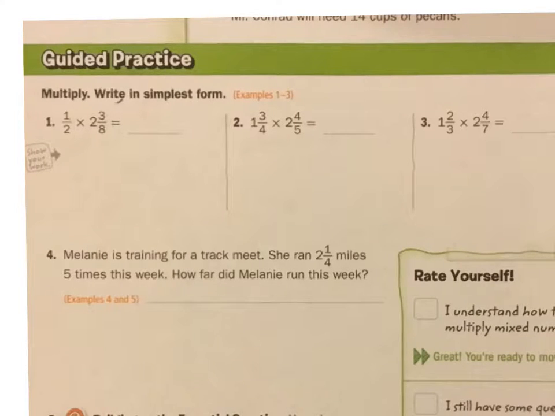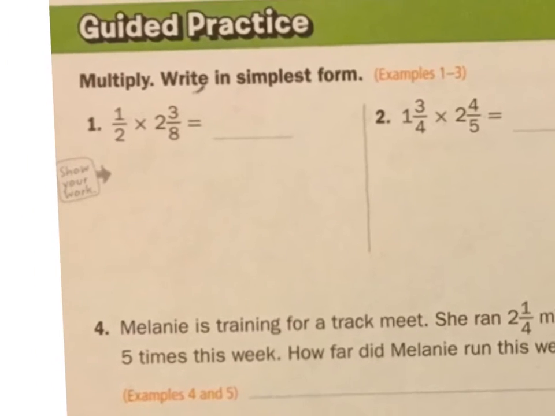All right, this is 4.4, guided practice, where we are multiplying mixed numbers. And in the teaching video, remember I talked about how when you have a mixed number, you want to get it to be a fraction, and then you can just multiply fractions like what we did in 4.3. So let's do this. I'm going to make this nice and big.